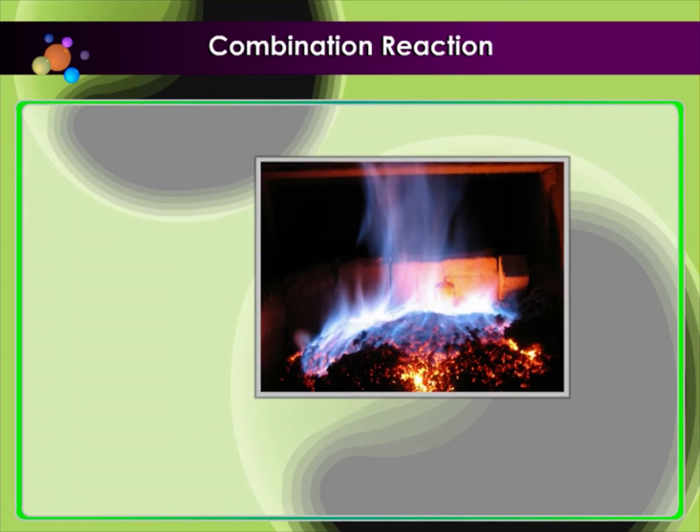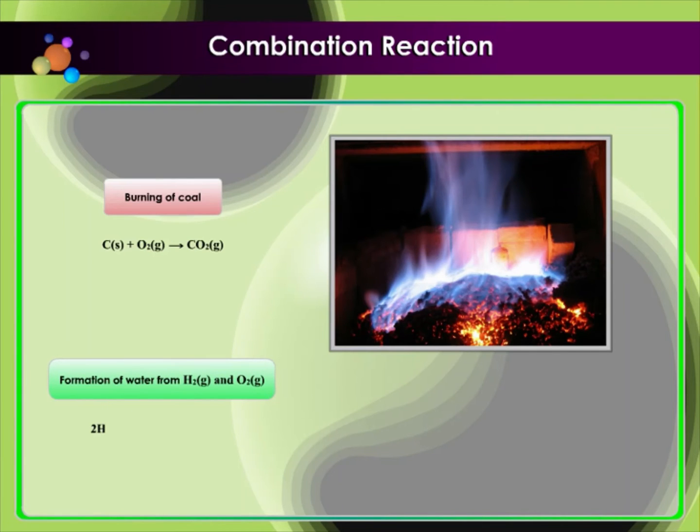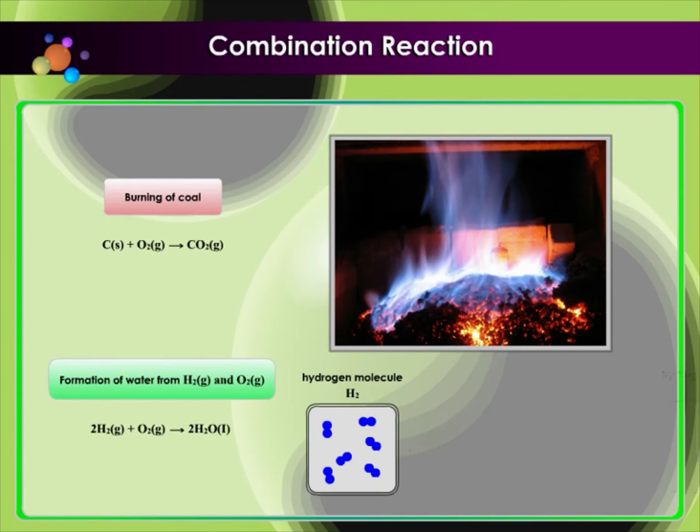Let's discuss some more examples of combination reactions. Example 1. Burning of coal, that is, carbon reacts with oxygen to form carbon dioxide. Example 2. Formation of water from H2 and O2, that is, H2 reacts with O2 to form H2O.